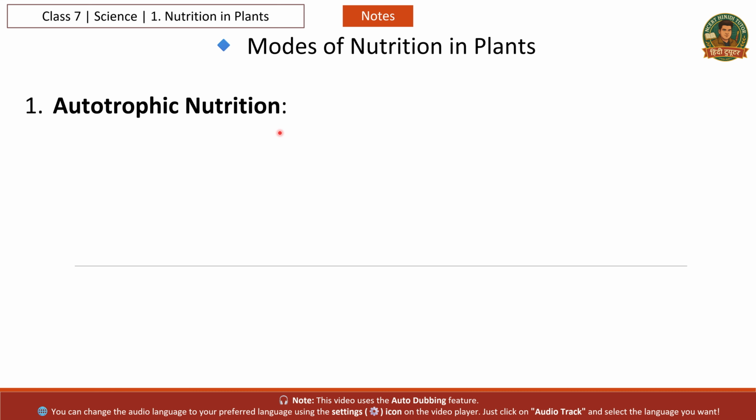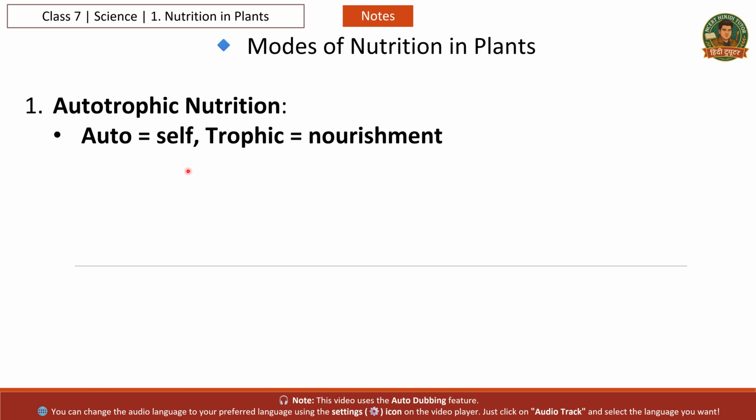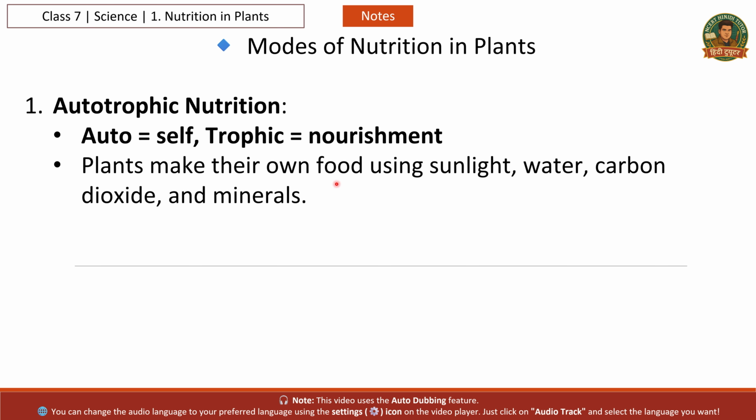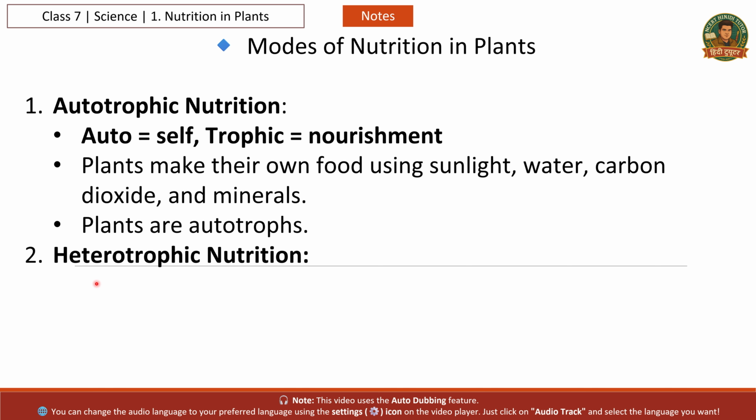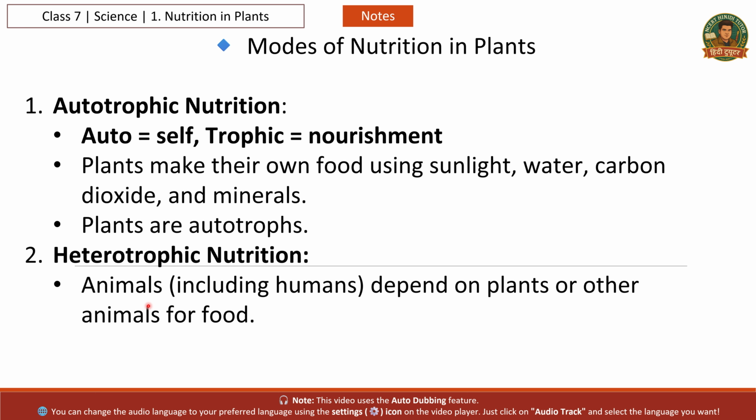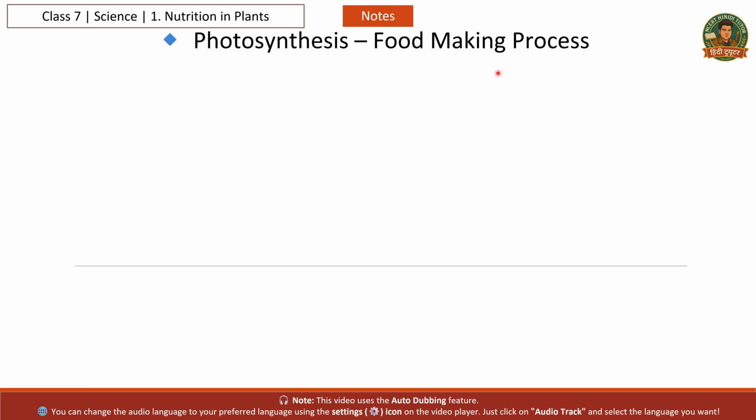First, autotrophic nutrition. Auto means self, tropic means nourishment. Plants make their own food using sunlight, water, carbon dioxide, and minerals. Plants are autotrophs. Second, heterotrophic nutrition. Animals, including humans, depend on plants or other animals for food. They are called heterotrophs.